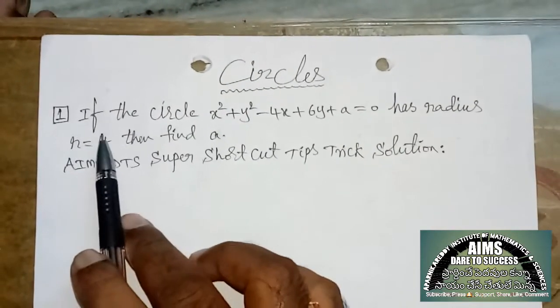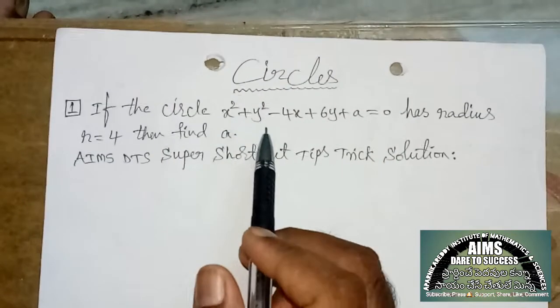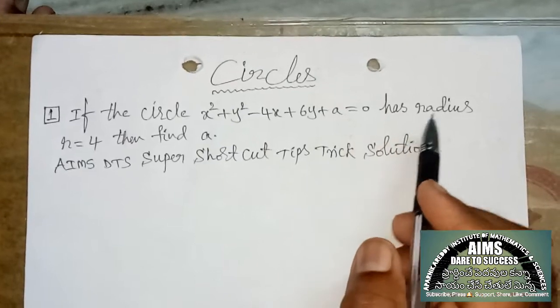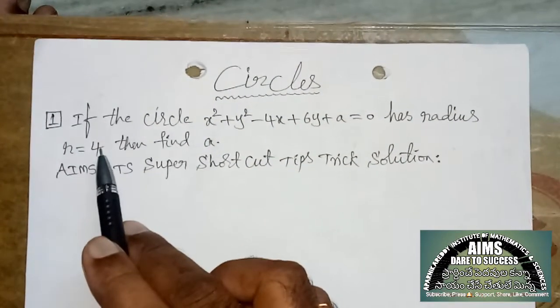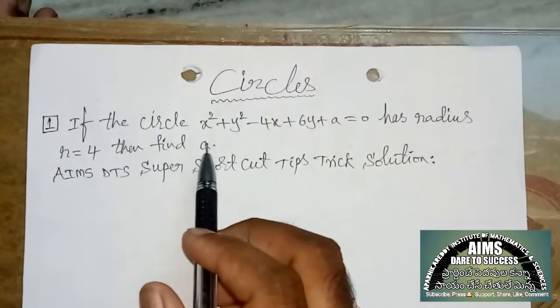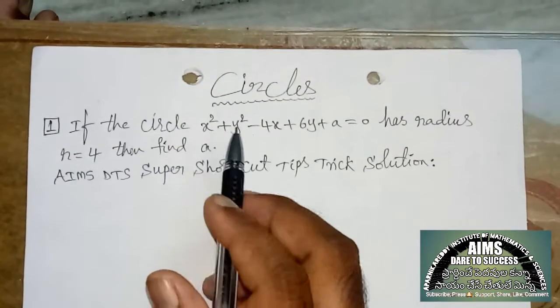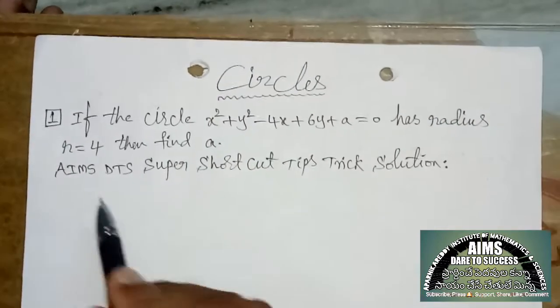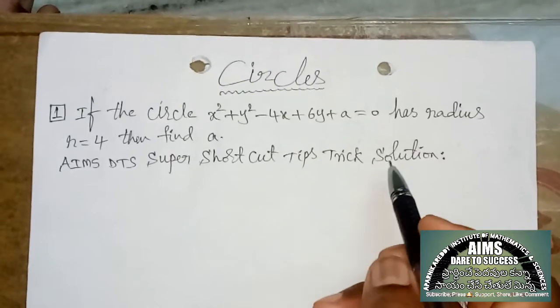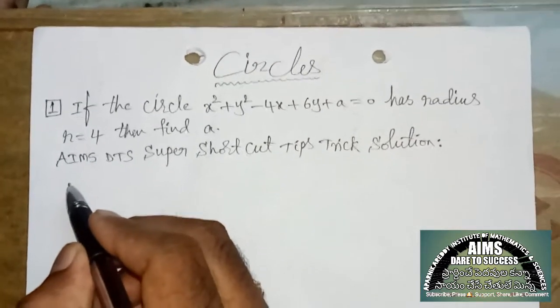The question is: if the circle x square plus y square minus 4x plus 6y plus a equal to 0 has a radius r equal to 4, then find the value of a. Aims Dare to Success, super shortcut tips and tricks solution especially made for you.